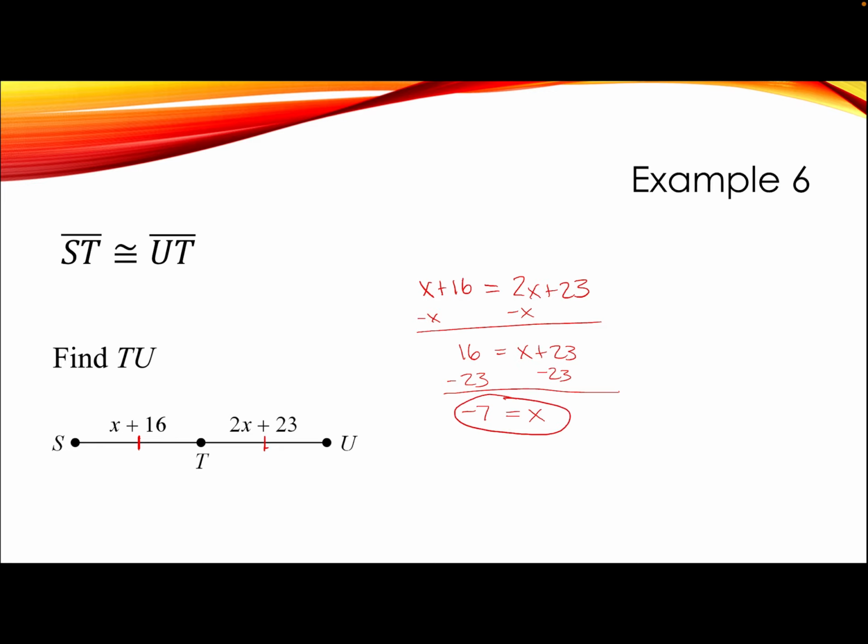So that's a perfectly valid answer because x can be negative. Our segment length can't be negative. So if we substitute in negative 7, we get negative 7 plus 16. That's going to be a positive 9. If we substitute in negative 7 here, we're going to have 2 times negative 7 plus 23. 2 times negative 7, that's negative 14. And negative 14 plus 23, also positive 9. So both of those segments are 9. And since we had to find the value of TU, we know that TU equals 9.